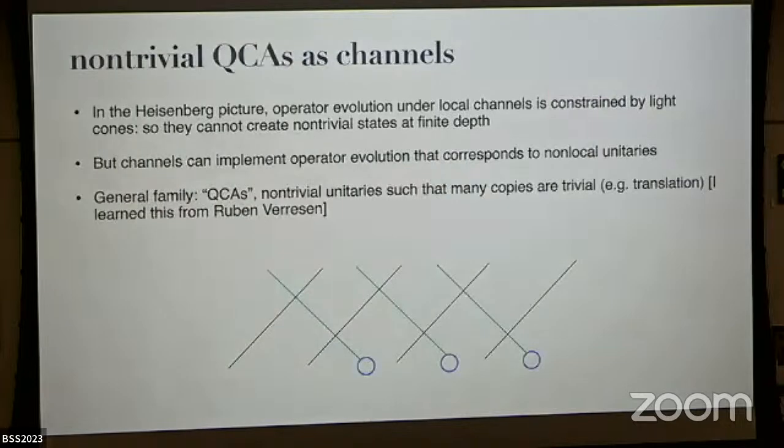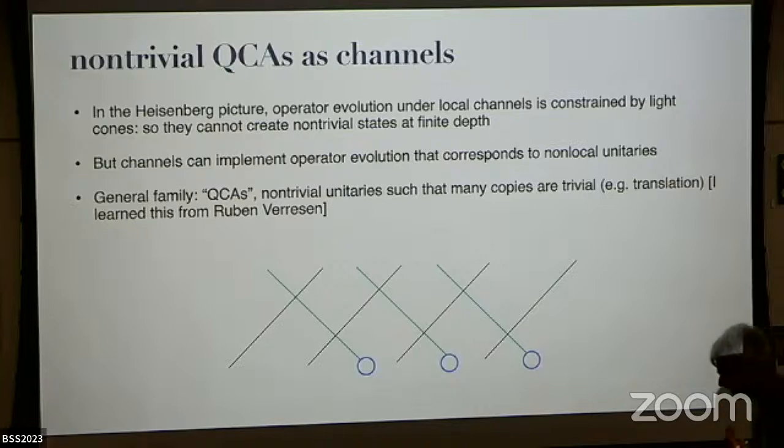So that's a big restriction. So you might say, can you do things as quantum channels that you can't do as unitary maps? This is a bit of a digression, but I just wanted to say it because it's an interesting fact. So even though quantum channels cannot create non-trivial states at finite depth, you can embed non-trivial unitaries inside a quantum channel.